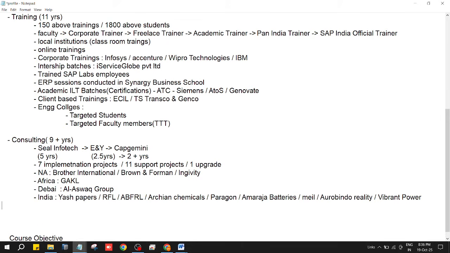This way, lots of support and implementation work, and maximum clients I have covered here. This covers the retail industry, pharma, different types of chemicals, footwear division, batteries division, so different types of industries. In these sessions I'm going to cover all my training experience as well as my consulting experience completely. So this is a brief about both classifications. Then after that, I will get into my knowledge and experience.